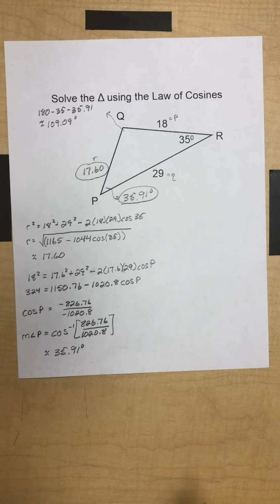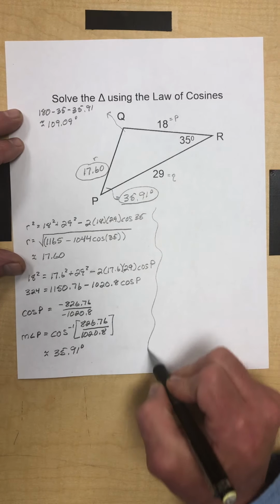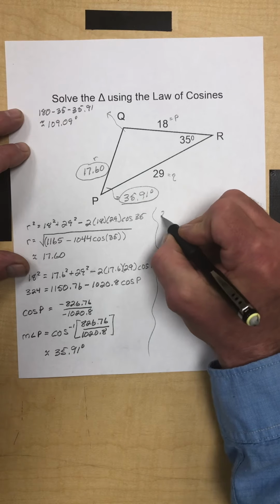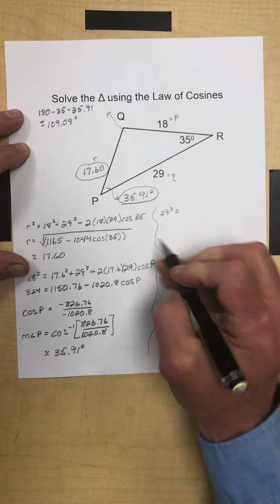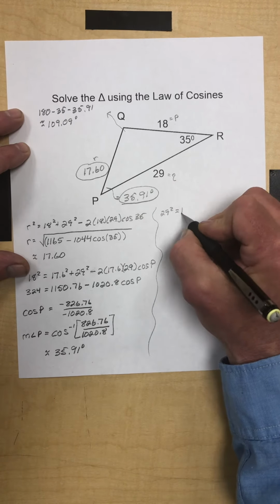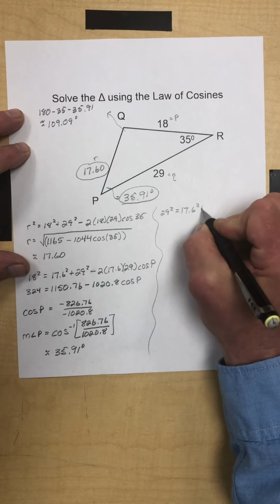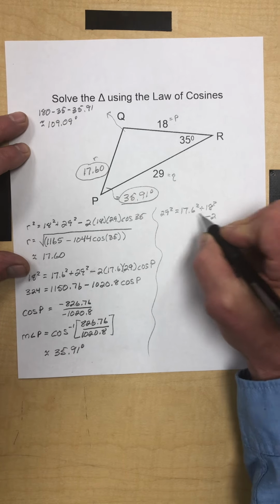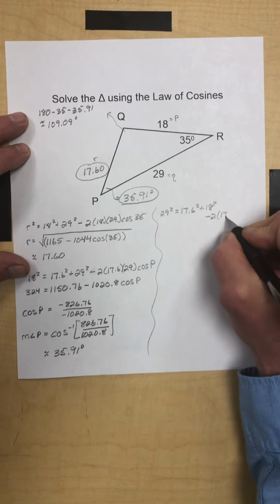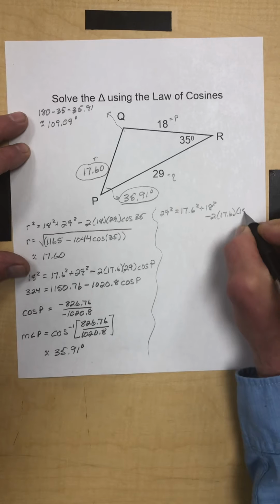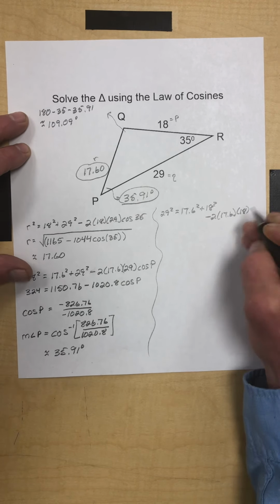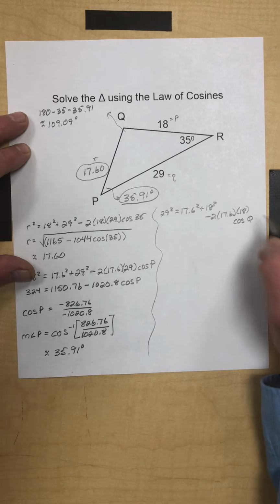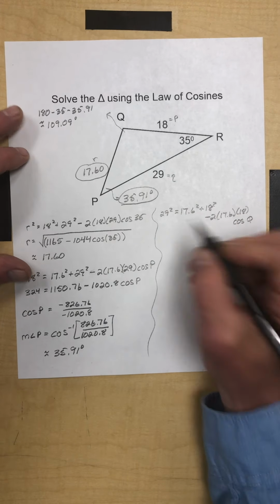Okay. All right, so let's see. I've got to find angle Q. So I've got to start with the side opposite. So 29 squared equals the sum of the squares of the other two sides, 17.6 squared plus 18 squared minus 2 times both of these guys, 17.6 times 18 times the cosine of angle Q. I'm running out of room, aren't I? Okay, so let's see. I'm going to clean this up.